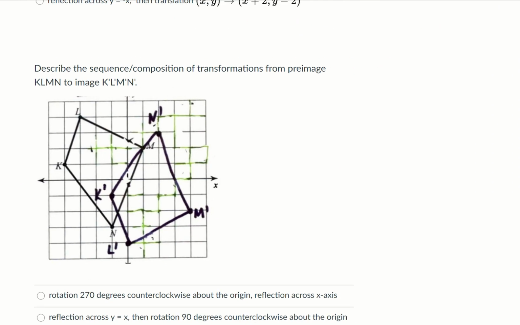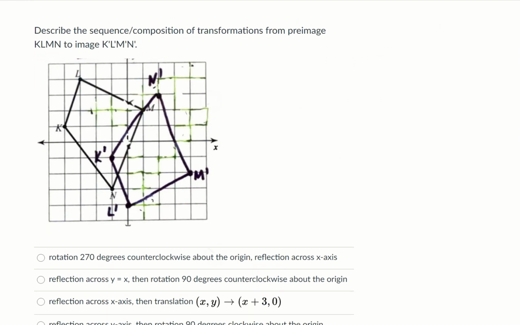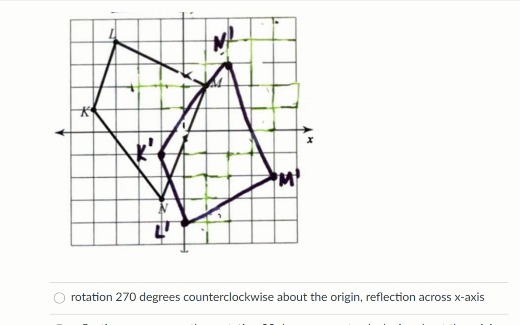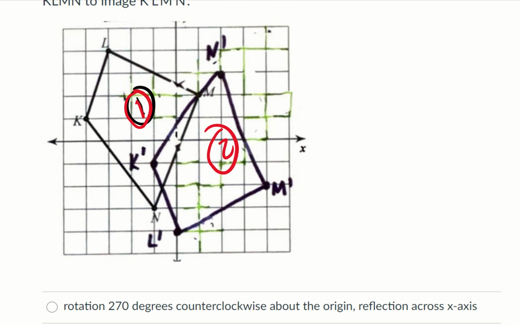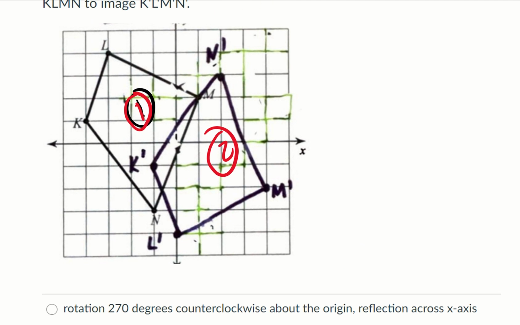All right, so let's look at the next one. We have another sequence problem. So we got to figure out, we want to go from 1 to here. Let's figure out what's going on here. It looks like, if you look at the L, the L went down here, right? So the L went down.